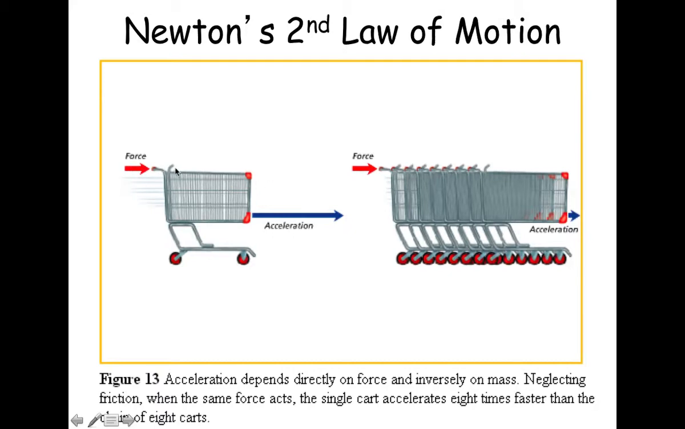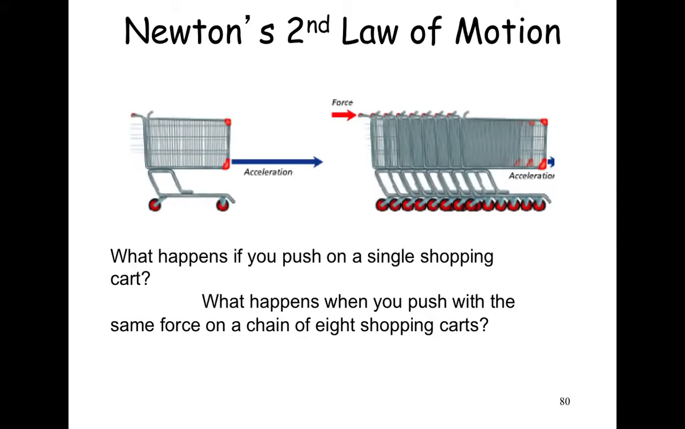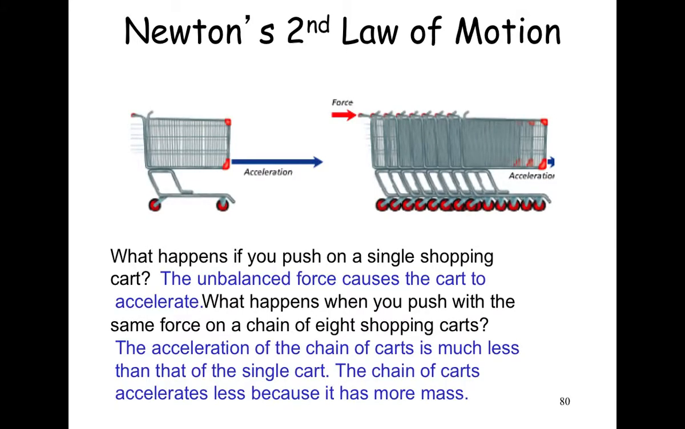But notice that if I apply that force to one cart, the full length of my acceleration is a very large magnitude. Whereas if I apply the same force to the set of multiple carts, my acceleration is much, much smaller. That is because the multiple carts have more mass. So the larger the mass with an equal force, the smaller the acceleration. If I push on the single cart, I get an unbalanced force. If I push the chain of 8, the acceleration still happens, but it is much less because there's more mass.